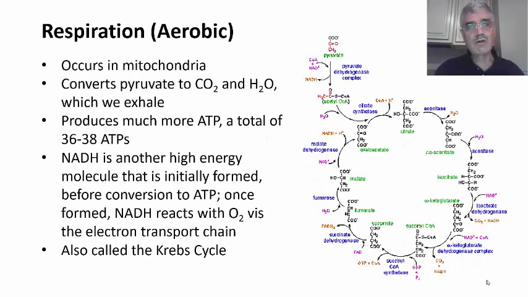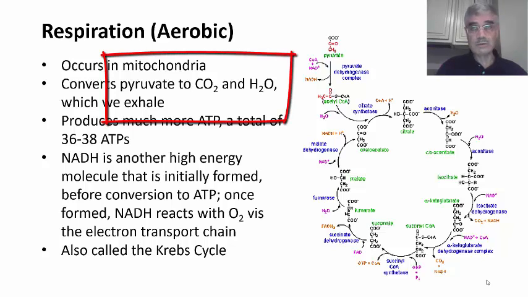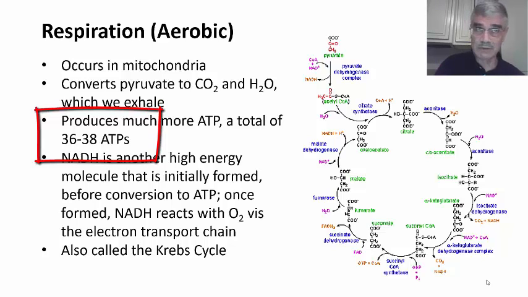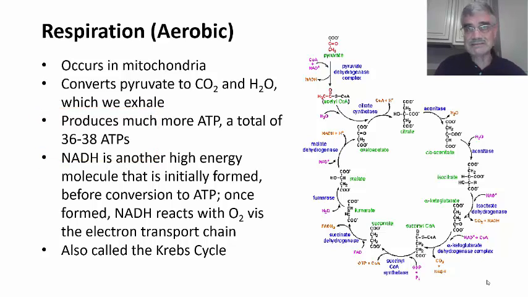Respiration, which we can also call aerobic metabolism, occurs in the mitochondria. Remember those furnaces, those places where the final stages of metabolism occur. In aerobic respiration, the pyruvate is converted to carbon dioxide and water, the carbon dioxide and water which we exhale. This phase of metabolism is much more efficient in the production of ATP. As you can see, the total is 36 to 38. And if there's only 2 in the first part of glycolysis, that means 34 to 36 ATPs are formed in this aerobic phase of metabolism.